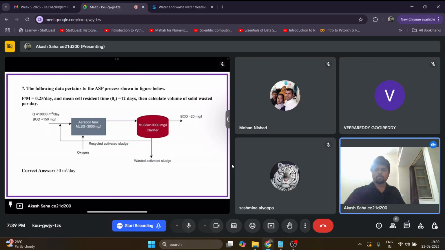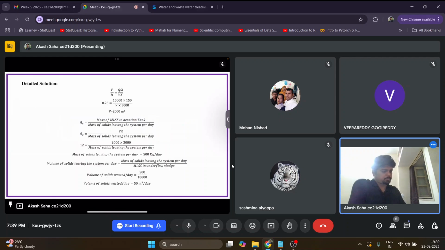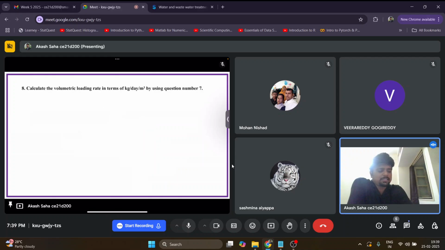Okay, so 50 meter cube per day is the correct answer. So the same thing, just written here. Now the next question says: calculate the volumetric loading rate in terms of kg per day per meter cube by using question number 7. So for the same question, you have to find out the volumetric loading rate.